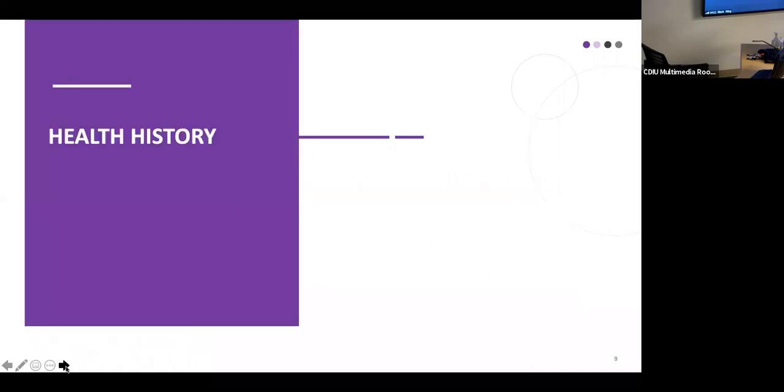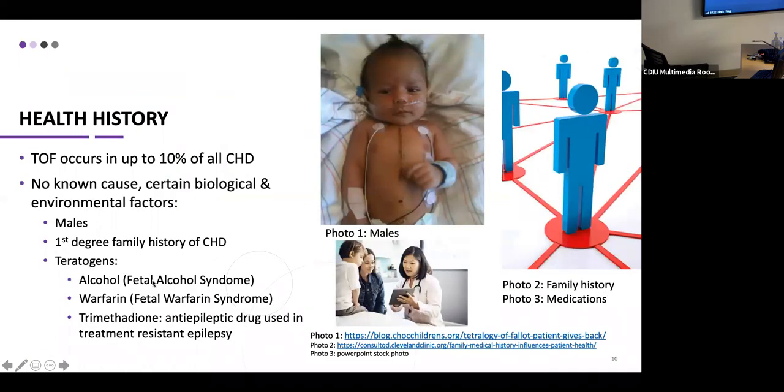So now we'll look into health history. So tetralogy of Fallot occurs in up to 10% of all congenital heart disease. There is no known cause, but biological and environmental factors can play a part. The incidence is known to increase in males, with a first-degree family history of congenital heart disease, and with teratogens including alcohol, which causes fetal alcohol syndrome. If the mom was on warfarin, there may be fetal warfarin syndrome, and trimethadione, which is an antiepileptic drug used to treat epilepsy.